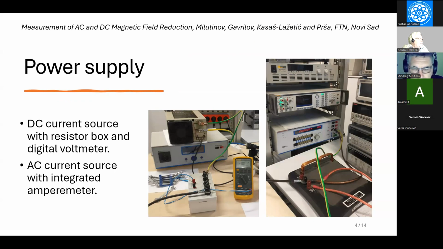We need a power supply for that experiment. We use a powerful DC current source with a resistor box just to control the current by measuring the voltage, as you can see in the figure at the center of the screen. On the right, you can see the AC current source, which has an integrated ampere meter, so it was easier and more accurate to set up the current that we need.